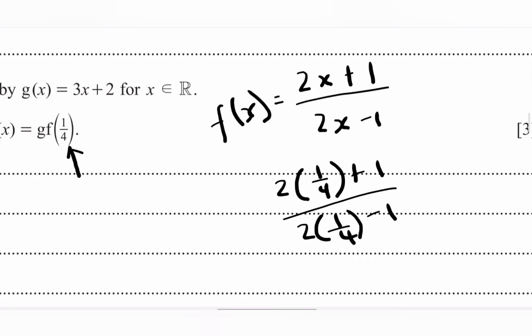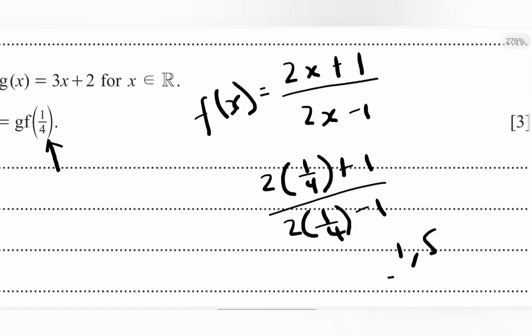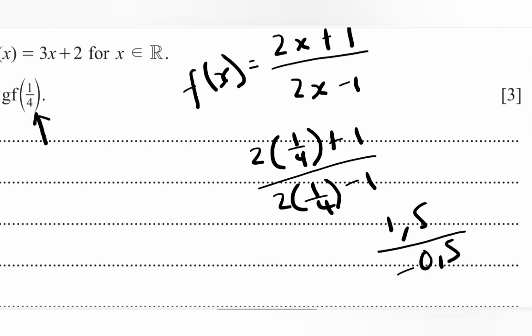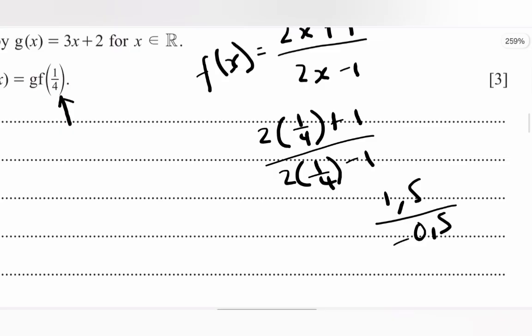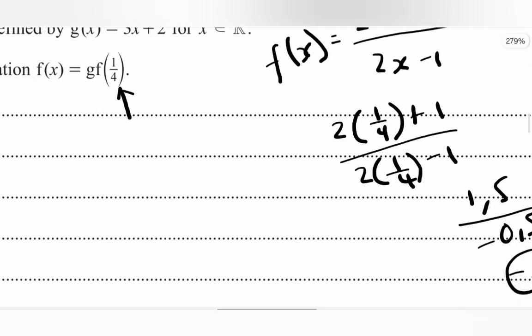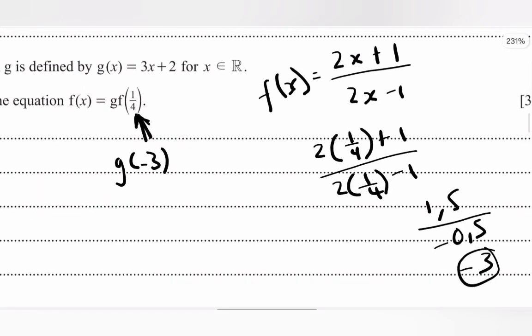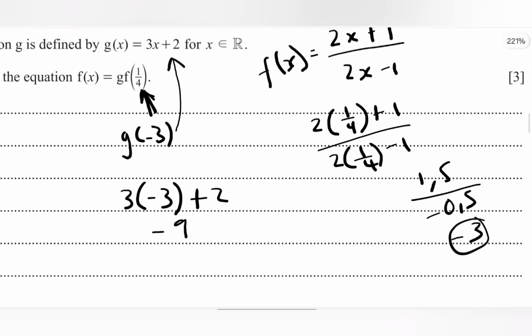And that is going to give us 1.5 for the numerator and minus 0.5, because this is going to be half minus 1, minus 0.5, and that will be 1.5 over minus 0.5. That's going to give us minus 3. So this is like us saying g of minus 3. And for g of minus 3, we're just substituting minus 3 for x there. So it's 3 times minus 3 plus 2. And this will give us minus 9 plus 2, which will give us minus 7.